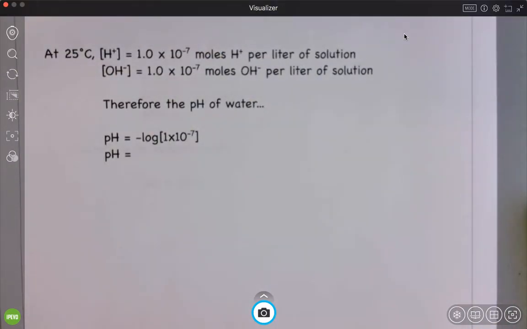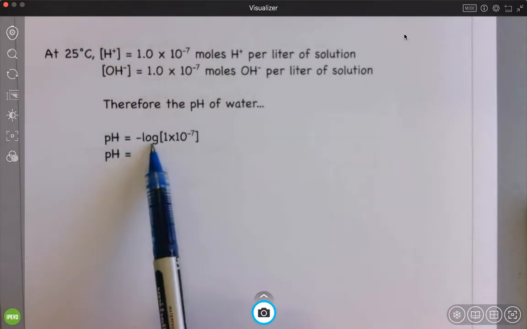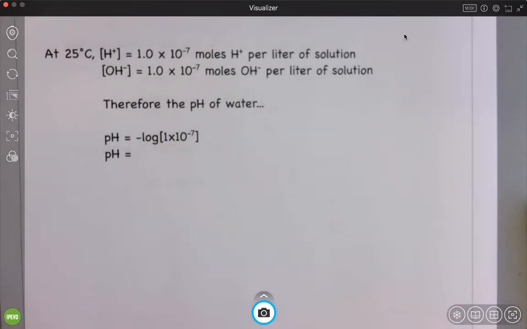Now at standard laboratory conditions, so at 25 degrees Celsius, the concentration of hydronium ions in water is equal to 1 times 10 to the power of negative 7. And the hydroxide ion concentration is 1 times 10 to the power of negative 7. Therefore, using our pH equation from the previous slides, pH is equal to negative log 1 times 10 to the power of negative 7.